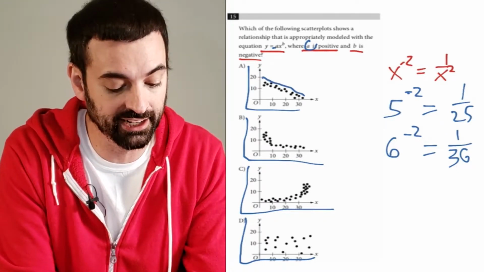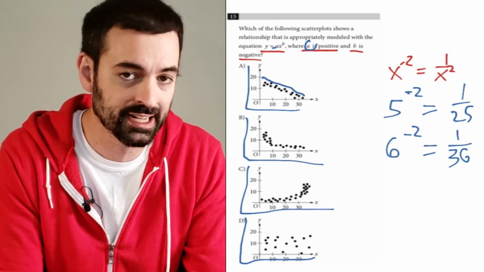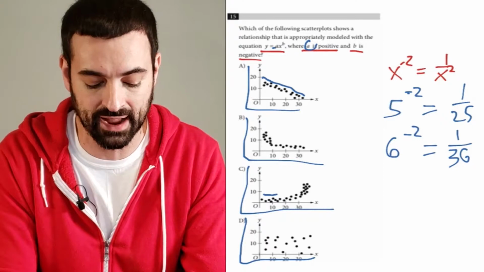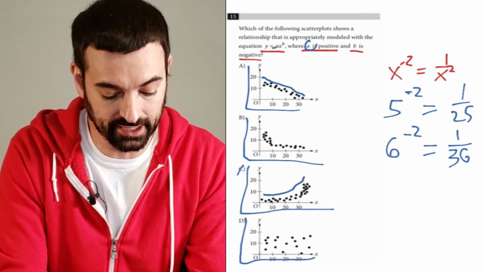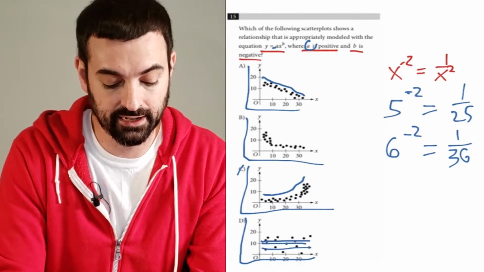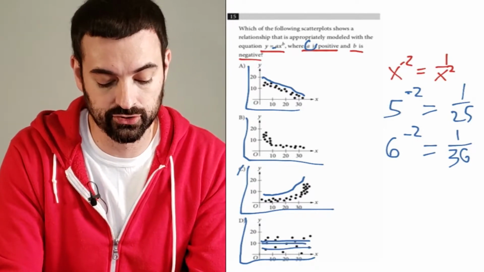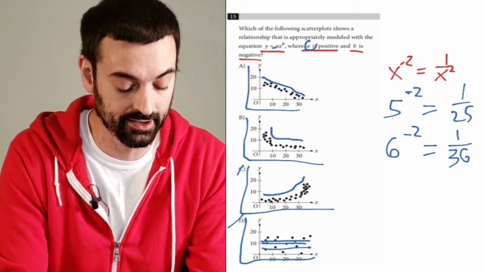Answer choice A is negative. It's heading down. It's heading in a linear fashion. Let's keep it because it's negative. We might find something better. C is trending up. C is bad. D has almost no correlation that I can see, so D is bad.